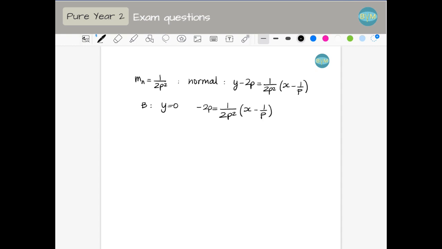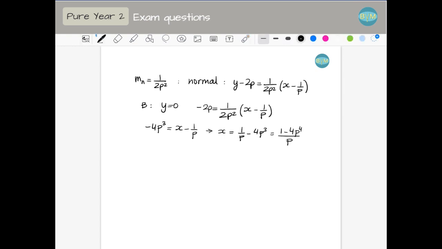I need to find x. So I multiply everything by 2p squared, and I have minus 4p cubed is x minus 1 over p. And from here, x is 1 over p minus 4p cubed, yeah? Or if you want, you can add and write this way, yeah? Just multiplying this by p and putting all together, but it really doesn't matter.